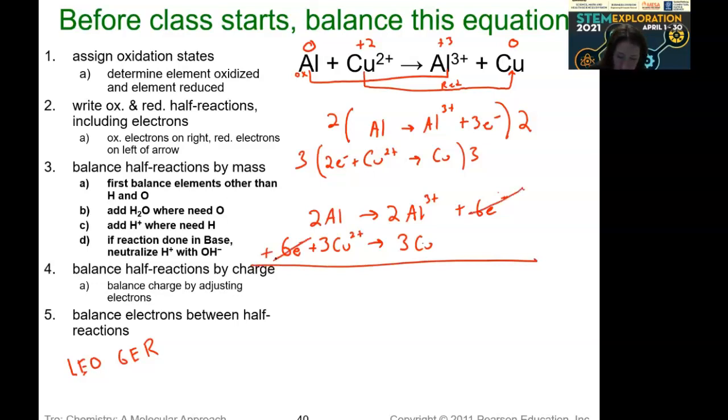And our electrons had better fall out. So when we do this, we end up with 2 aluminums plus 3 Cu 2+ makes 2 Al 3+ plus 3 Cu. And I don't have the states in here, but obviously the aluminum and the copper by themselves are solid, and the ones with the charges are aqueous. So this is going to be a balanced redox reaction.